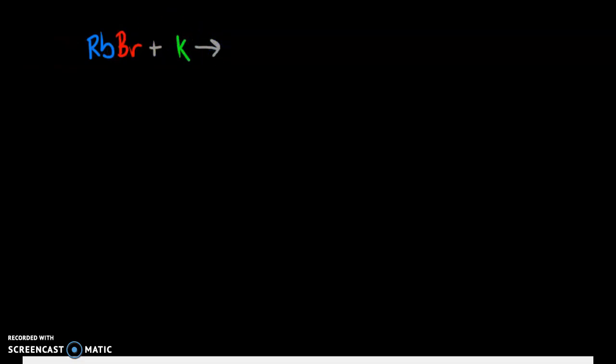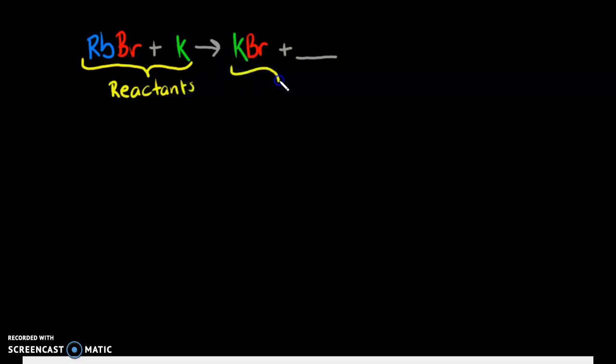Okay, that had a chemical reaction, and we end up with KBr plus some unknown substance. So here's some things to know from this. These compounds and elements here are our reactants. These over here will be our products. These are the things that we made out of our chemical reactions.